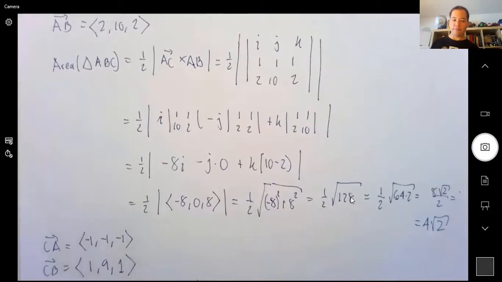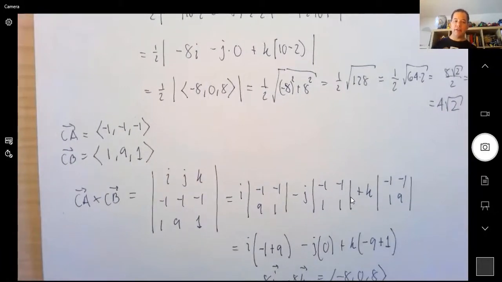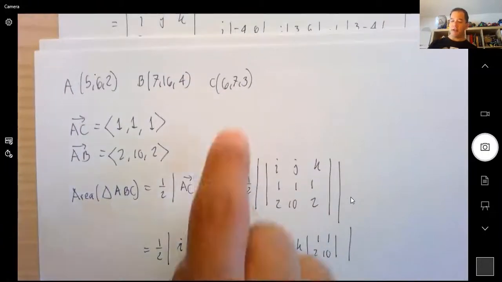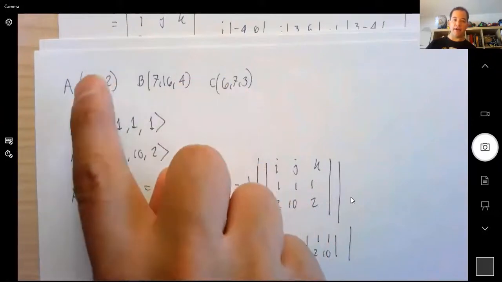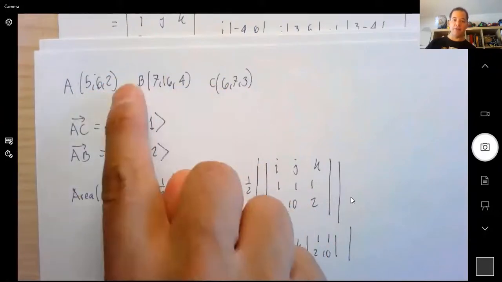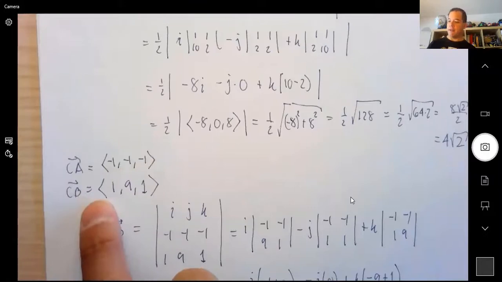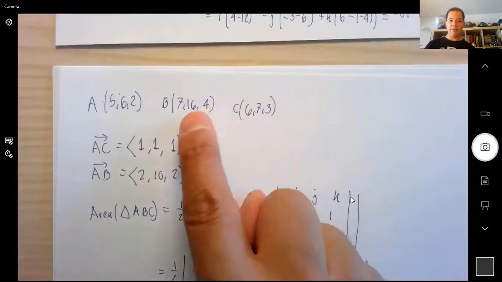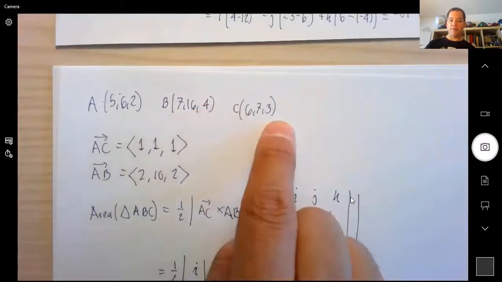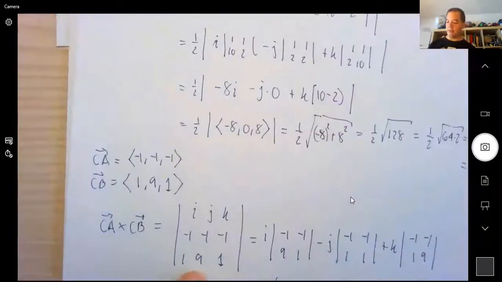And just for kicks, I also did it, well, what if I pick C, right? What if I do CA and CB? Could that change anything? If you do CA, now this is the tail. So now head minus tail is 5 minus 6, 6 minus 7, 2 minus 3. So we got negative 1, negative 1, negative 1. And then for CB it is 7 minus 6, 1; 16 minus 7, 9; and 4 minus 3, 1. So you get 1, 9, 1, this one over here.